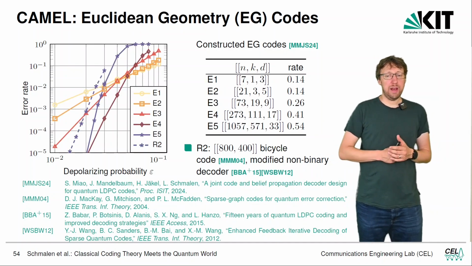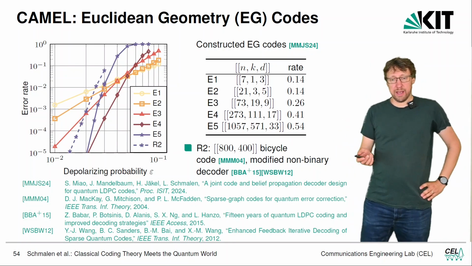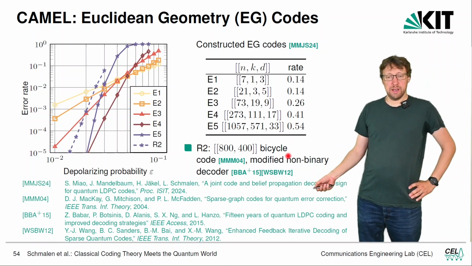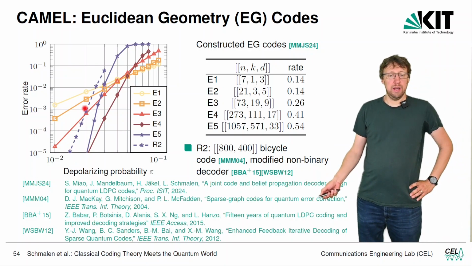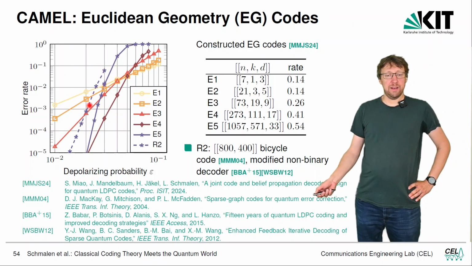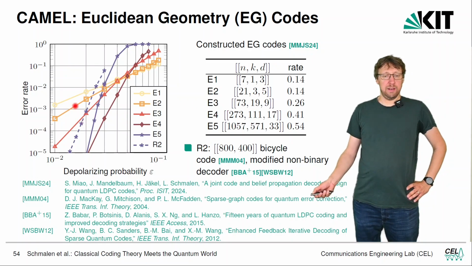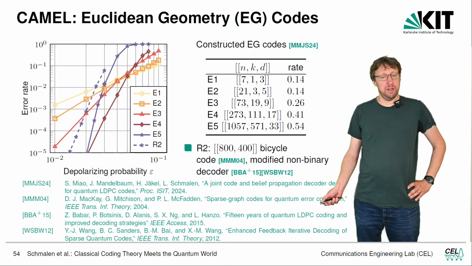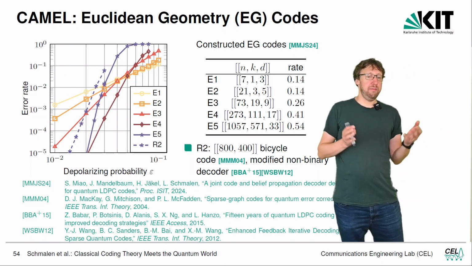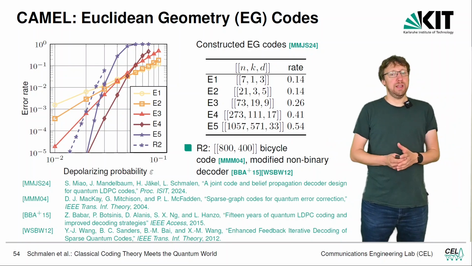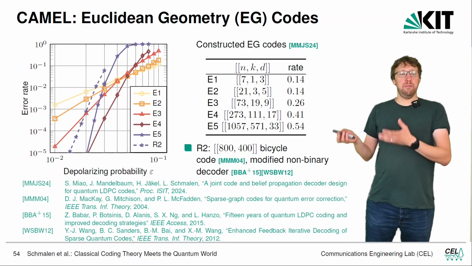Here's another example where with Euclidean geometry codes, again we have a reference code which is the 800-400 bicycle code. This is this curve, and we see that with our code E5, where we have a similar rate, we get significantly better performance, and with code E4, where we have a slightly lower rate, we can also outperform the code. So we can also outperform many existing codes using the Camel construction, and for more details, please take a look at the video.